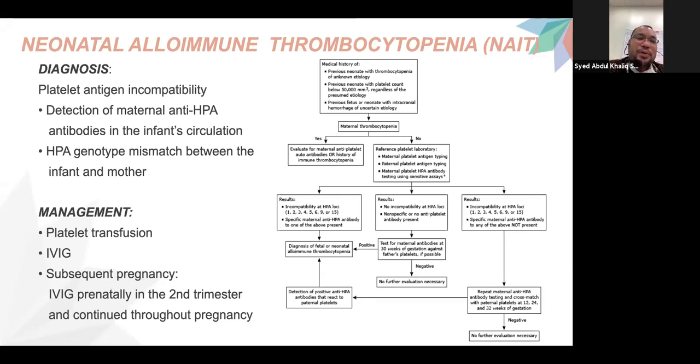So kita kena be more careful lah with next pregnancy. And because we've had, I think NAIT is quite common lah. I think we see NAIT 1 or twice every year. NAIT several months back. The thing is, to send all these tests, we need, I think, around 10 mils of blood from father, 20 to 30 mils of blood from mother, and around 10 mils of blood from the baby. And that is a lot.